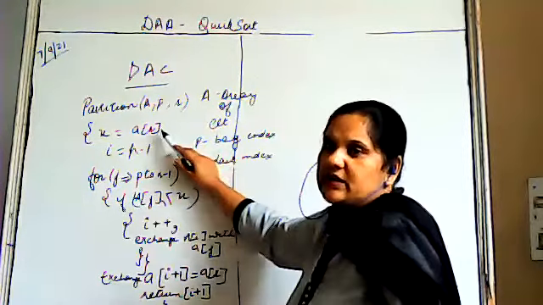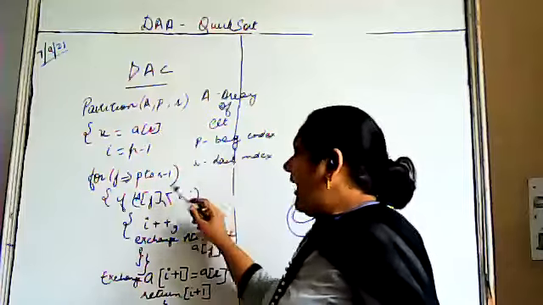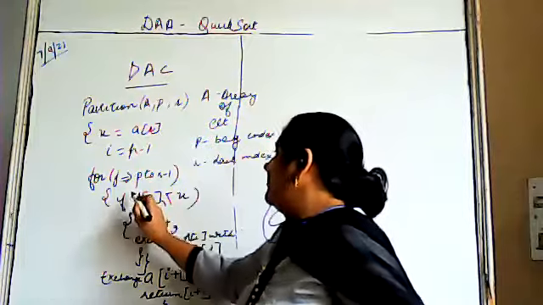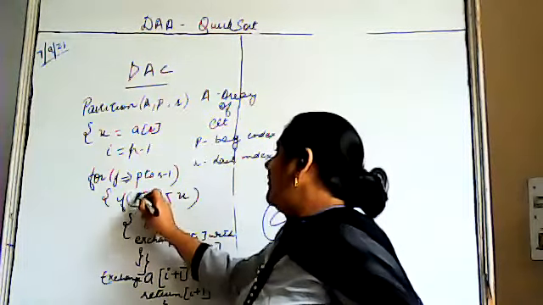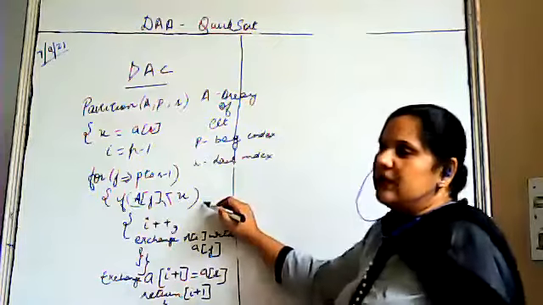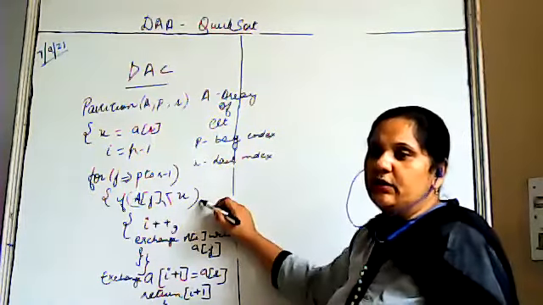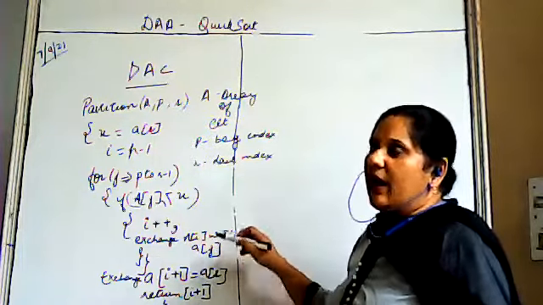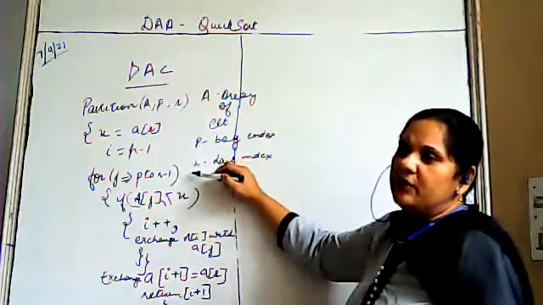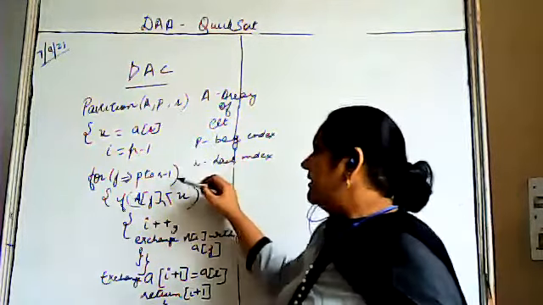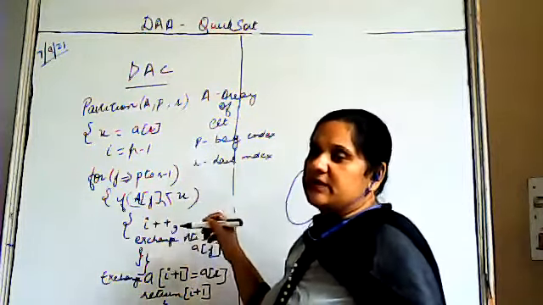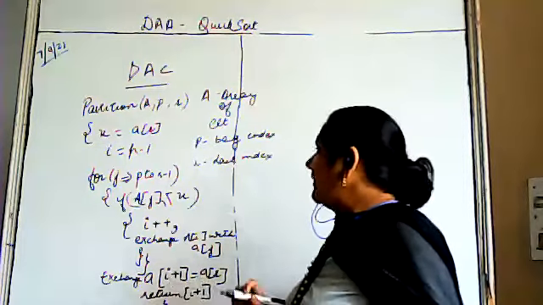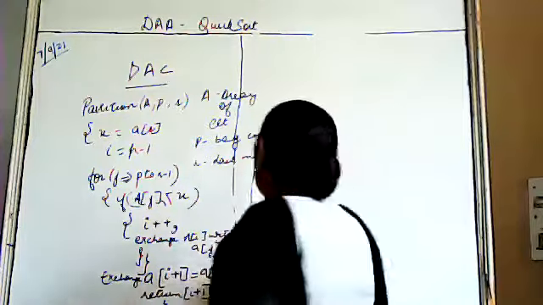So for J is equal to P to R minus 1, because we have stored the last element into the key. Now entering into this condition, what we have to check: if A of J is less than or equal to X, then increment I, then exchange A of I with A of J. After this, J will be performed from the starting index till the last minus 1 index. Then we have to exchange A of I plus 1 with A of R. So let's take an example.